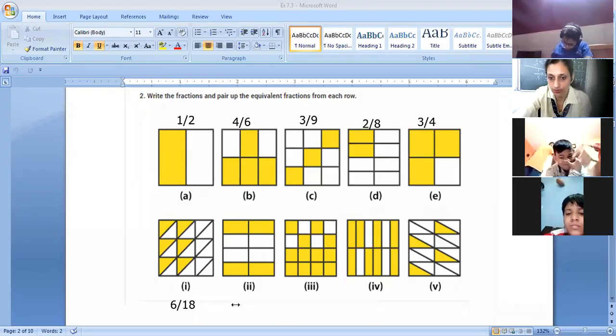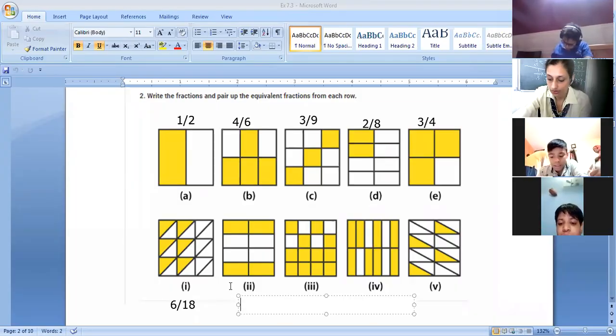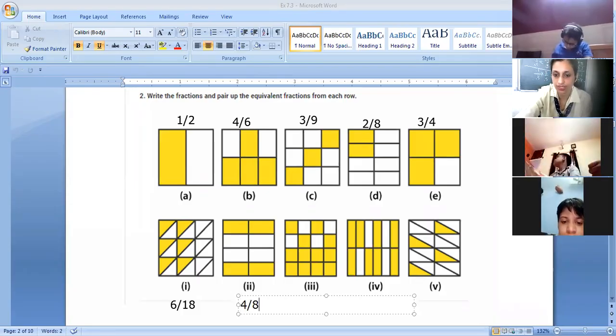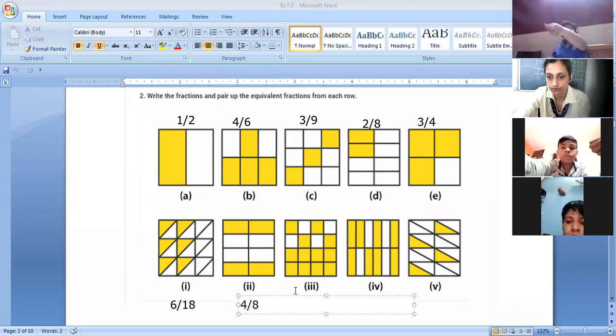How much is the next part? 4 by 8. That's right. All of you write down the answer 4 by 8. Absolutely right. Charvi, Arav. Next one.